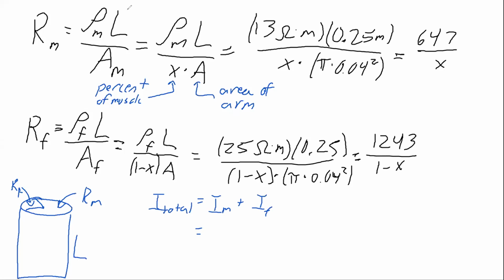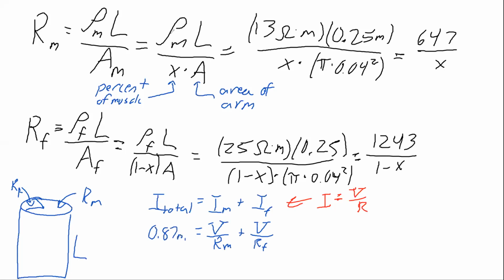So what I'm going to plug in for my I is V over R. So this will be the voltage across my muscle over the resistance of my muscle, plus the voltage across my fat over the resistance of the fat, equals I total. I think I know what I total is, right? It told me 0.87 milliamps.